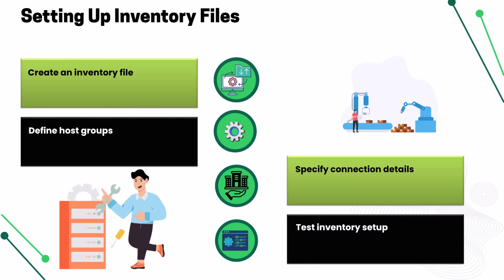Now let's talk inventory files, your way of telling Ansible where to go. Think of this as your guest list for a party. You define who's invited, host groups, how they're arriving, connection details, and then, of course, you double check that everyone is actually showing up. Because what's worse than a failed automation? A party where nobody shows.